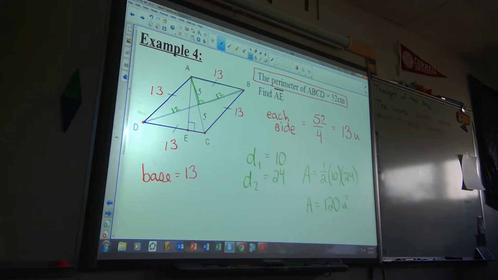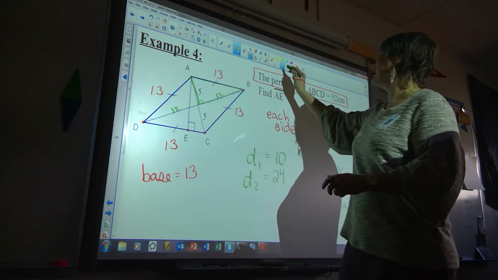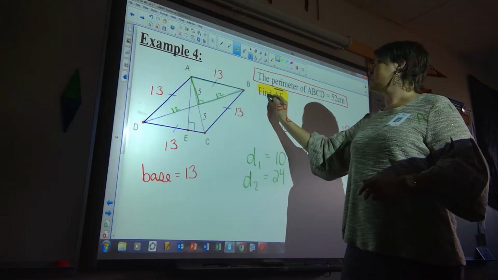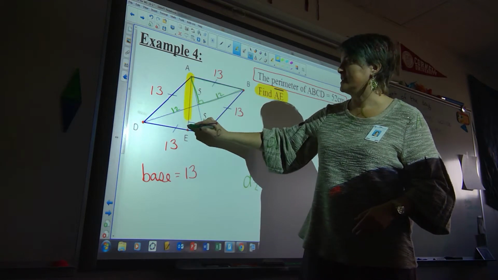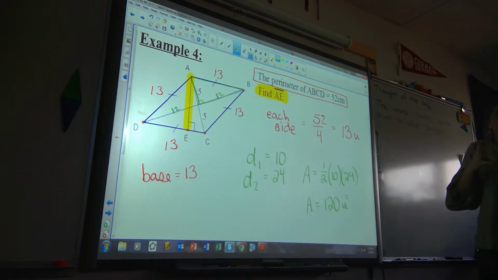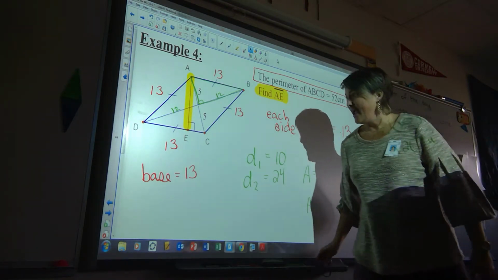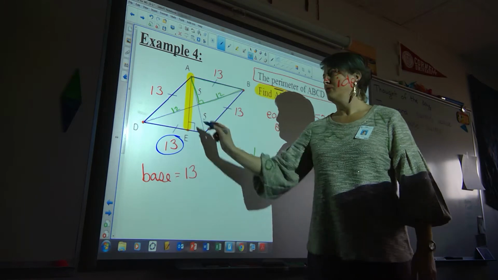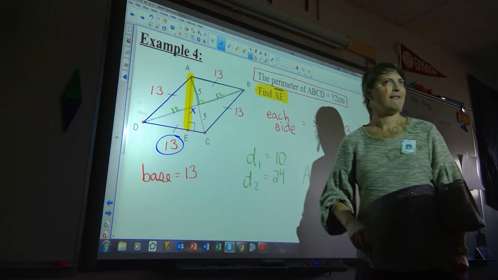Did I answer the question? No. Oh, it's still going, right? It's still going, because look at what the question was. The question was actually to go ahead and find this. But I can use the fact that I just found the area of this, and I know what the base is. Why don't I just call this x?